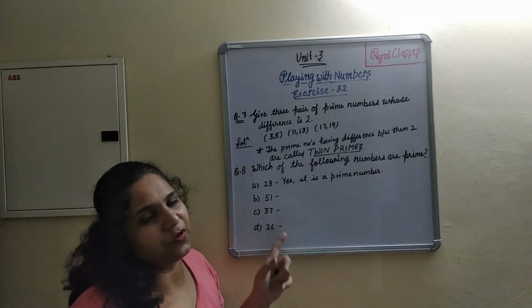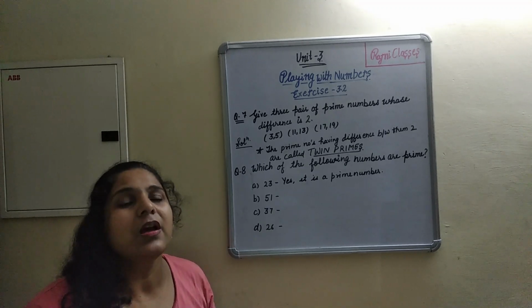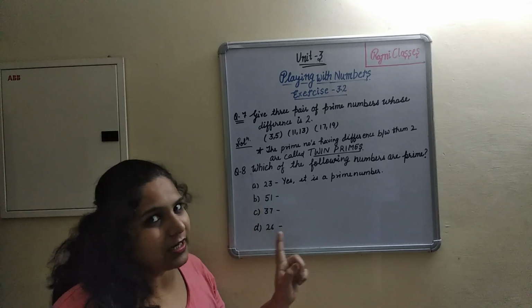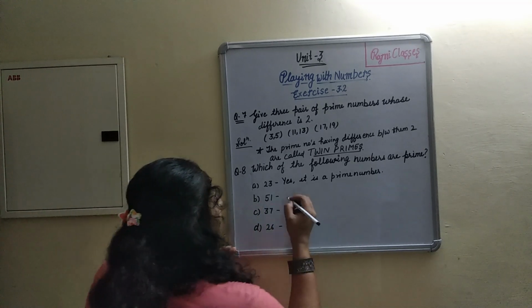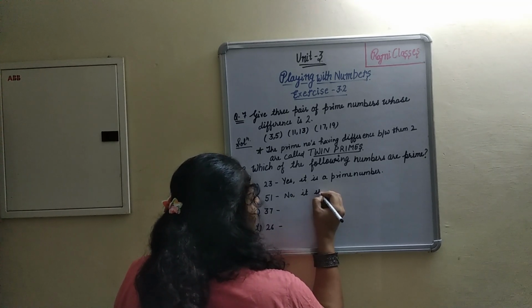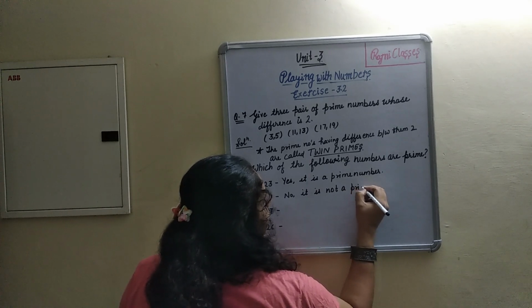The next one is 51. 13 sevens is 51, which means there are 2 more factors, 13 and 7. So it's not a prime number.